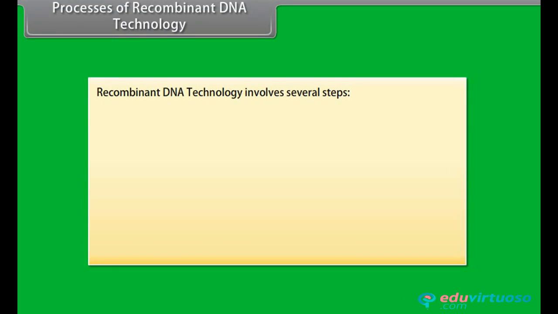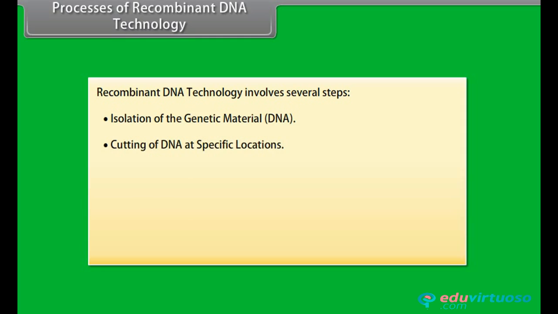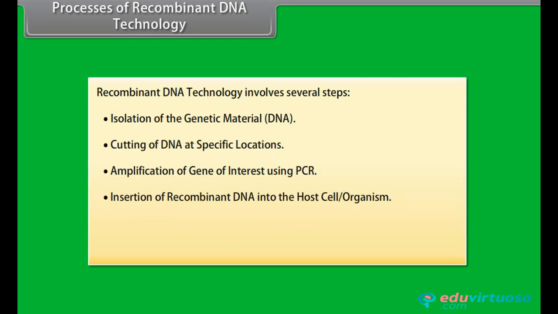Processes of recombinant DNA technology. Recombinant DNA technology involves several steps: isolation of the genetic material, DNA; cutting of DNA at specific locations; amplification of gene of interest using PCR; insertion of recombinant DNA into the host cell organism; obtaining the foreign gene product; and downstream processing.